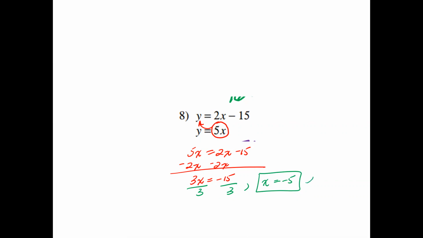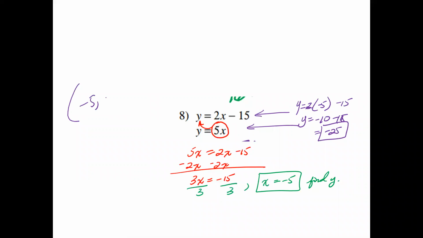So now that I have the x, I need to find y. So y is going to be either the first equation or the second equation. It doesn't really matter which one you use. I'm going to use the first one. So y equals 2 times x. X is a negative 5, minus 15. So y equals negative 10 minus 15, which is a negative 25. So my answer is negative 5, comma, negative 25.